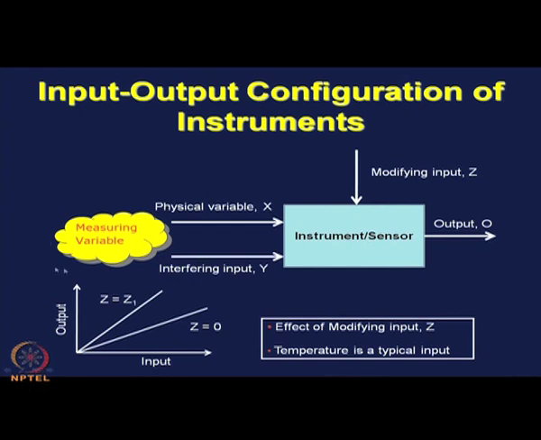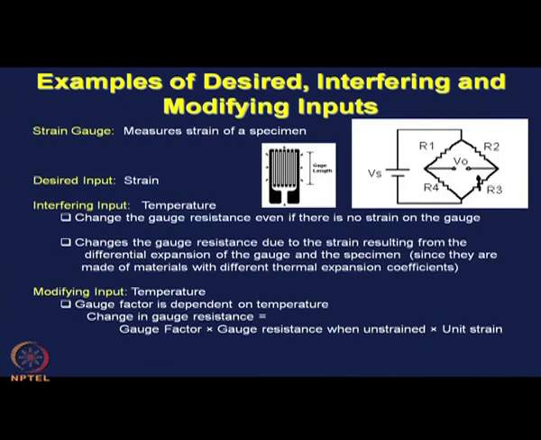It can also be represented by a simpler block diagram like this, where the instrument receives not only the signal corresponding to the physical variable we are interested in measuring, but also interfering input as well as modifying input. So, the instrument receives all these different types of inputs and finally responds with its output. So, let us now take some examples of desired inputs, interfering inputs and modifying inputs.